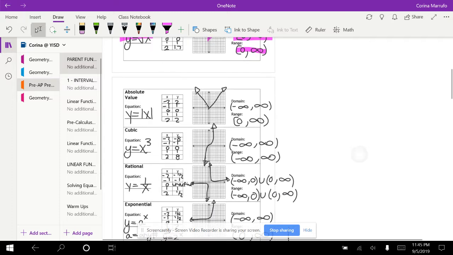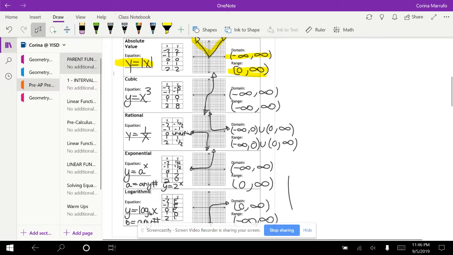Now you have your absolute value function. So on your absolute value function, your graph looks like this V shape. It does not go below 0, so your range is going to be from 0 to infinity, but your x values can be any number between negative infinity and positive infinity. And this is what your parent function looks like for your absolute value. Y equals absolute value of x.